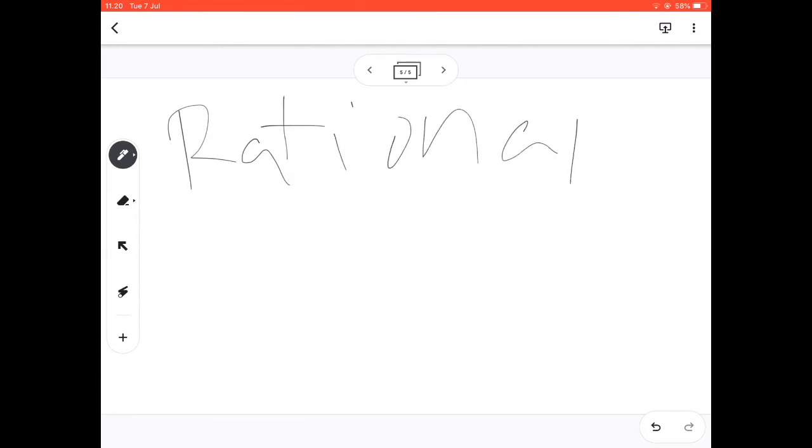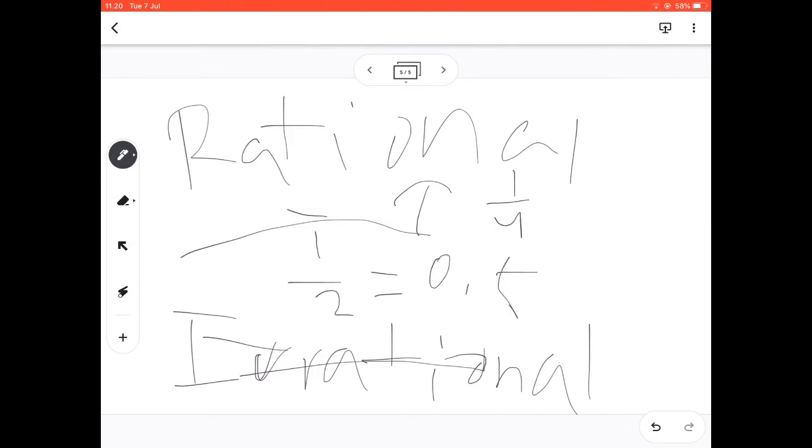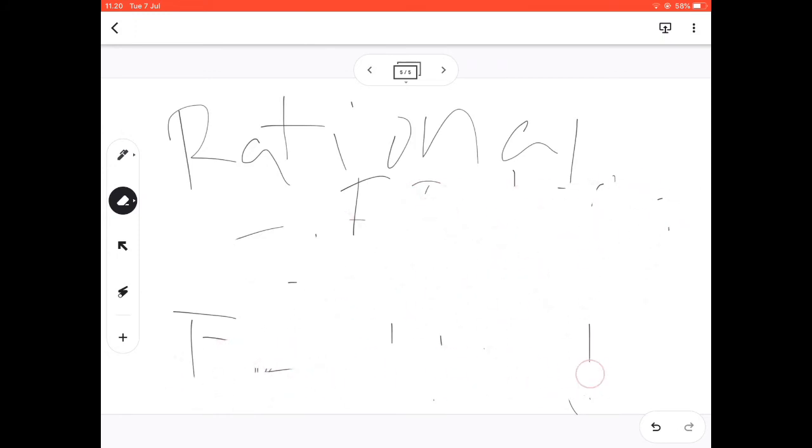The rational numbers and irrational numbers are, of course, opposite. But what does it mean exactly? At the very least, rational means that it can turn into a fraction or a decimal. So 1/2 can equal 0.5. 1/4 can equal 0.25. Those are rational numbers.